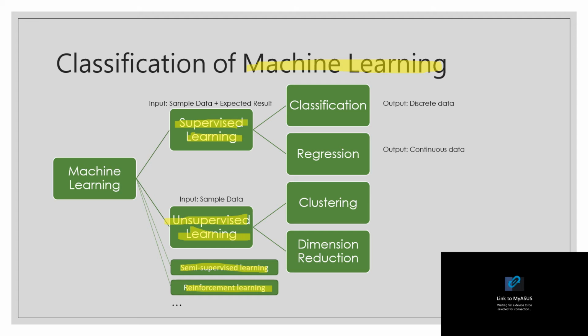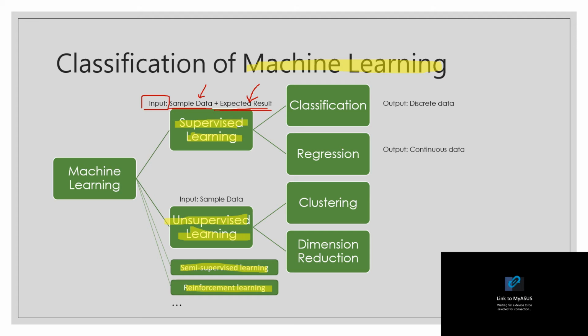The difference between supervised and unsupervised learning is the input. Supervised learning provides the sample data and also the expected result. Just like the example about $100, we give lots of images of $100. This is the sample data, and then we also tell the computer this one is $100. So this is the expected result. We give them the sample data and the expected result for the training. This is supervised learning.